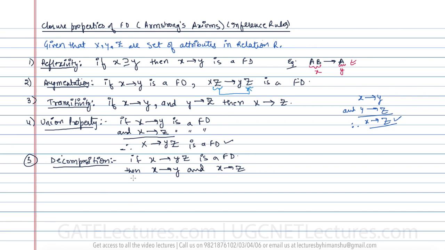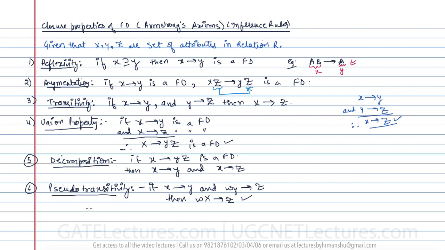The next one is called pseudo transitivity property. So what is pseudo transitivity? If X determines Y and WY determines Z, then you can say that WX determines Z. This will also hold.